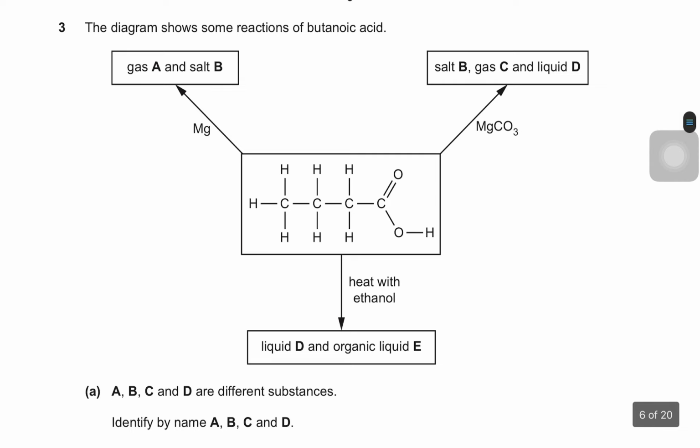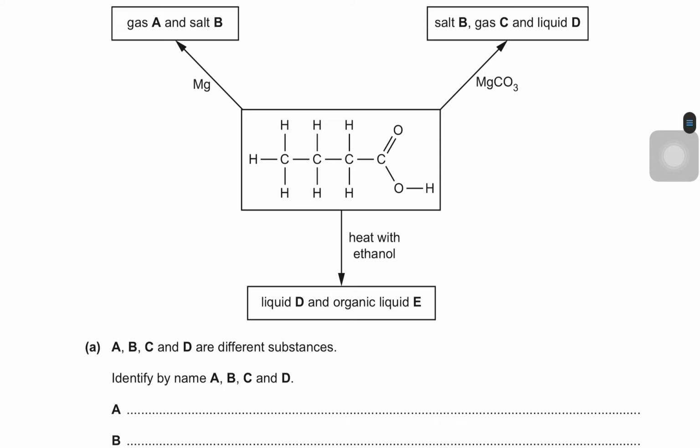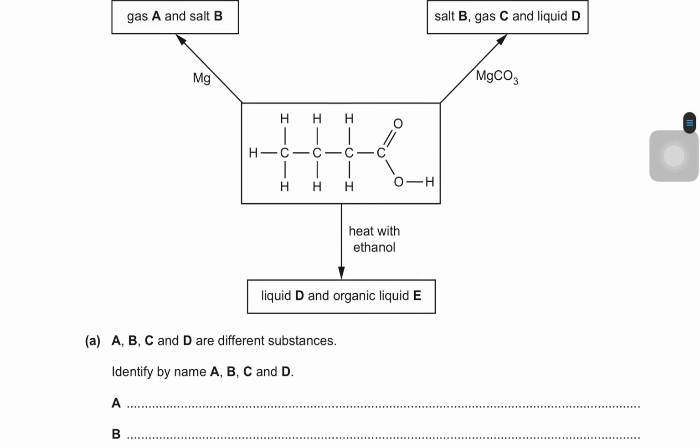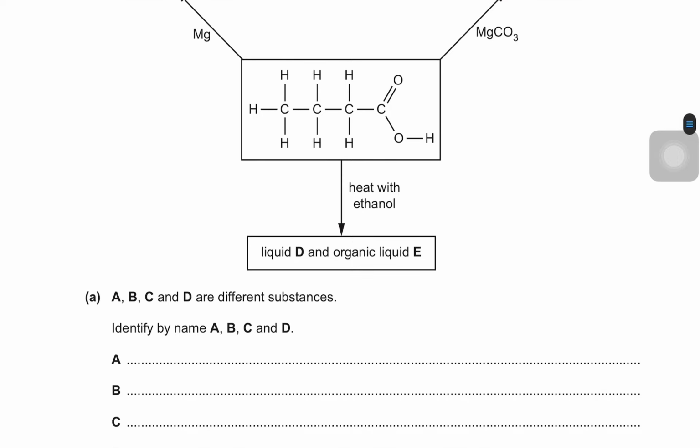The diagram shows some reactions of butanoic acid. When butanoic acid was reacted with magnesium, you can see gas A and salt B were produced. When it reacted with magnesium carbonate, salt B, gas C, and liquid D. And then when heating with ethanol, you get liquid D and organic liquid E. Identify by names, so we need to write the names, not the formula.